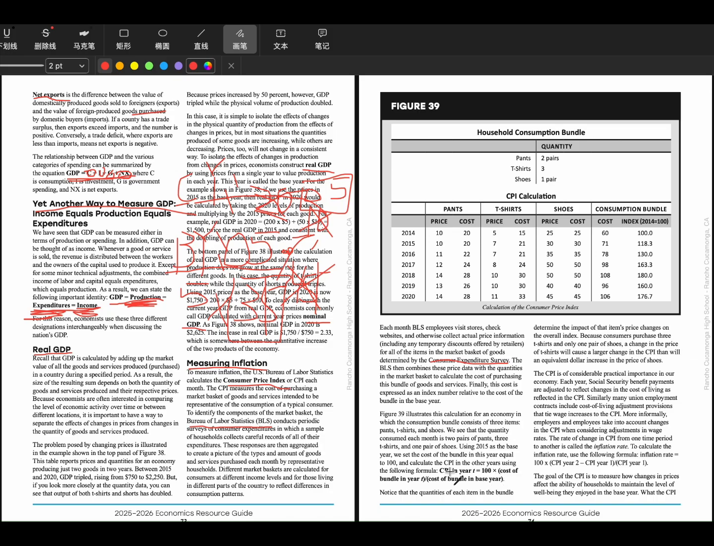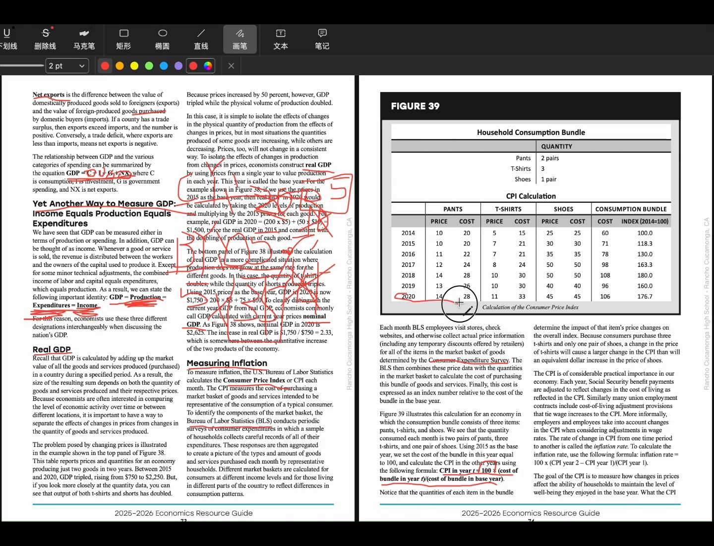And what you use is this formula over here. CPI in year T is the cost of the bundle in that year T divided by the cost of the bundle in the base year. You have to remember that the test probably will want you to multiply by 100 so that they do not get a number that's less than 100, unless their current year CPI is actually less than the base year.